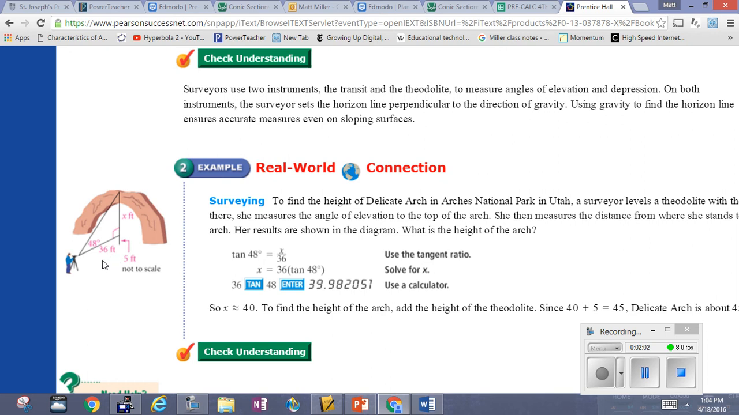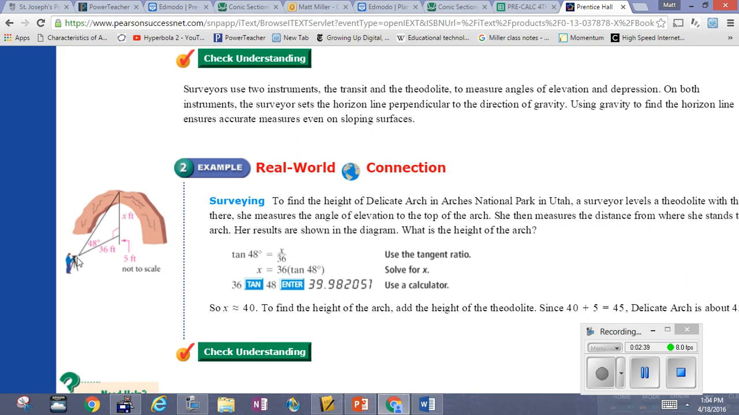What we can see is that he stands 36 feet away from the rock, and his instrument is telling him that he's spotting the peak of the rock at an angle of 48 degrees. So we want to know the elevation x here. It looks like a tangent problem. The tangent of 48 is opposite over adjacent, x over 36. We do our calculations and find that x is 39.98. We're going to call it 40.